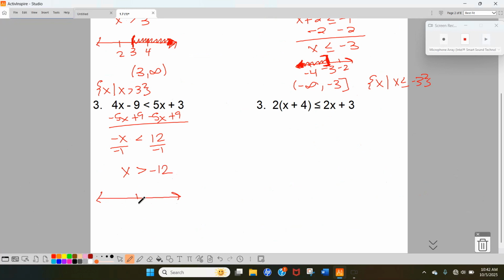So we're going to have a parenthesis this time. And it's greater than, so shade towards bigger numbers.